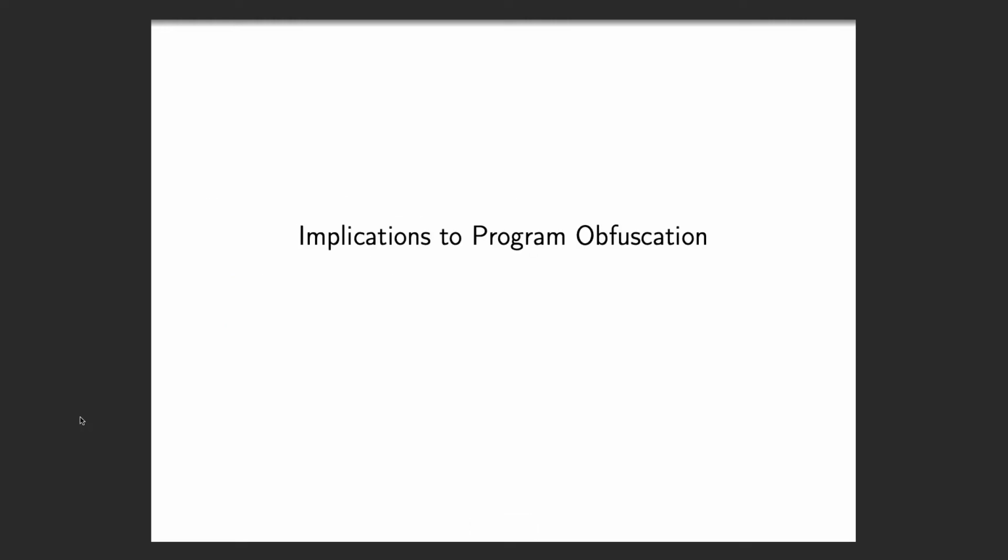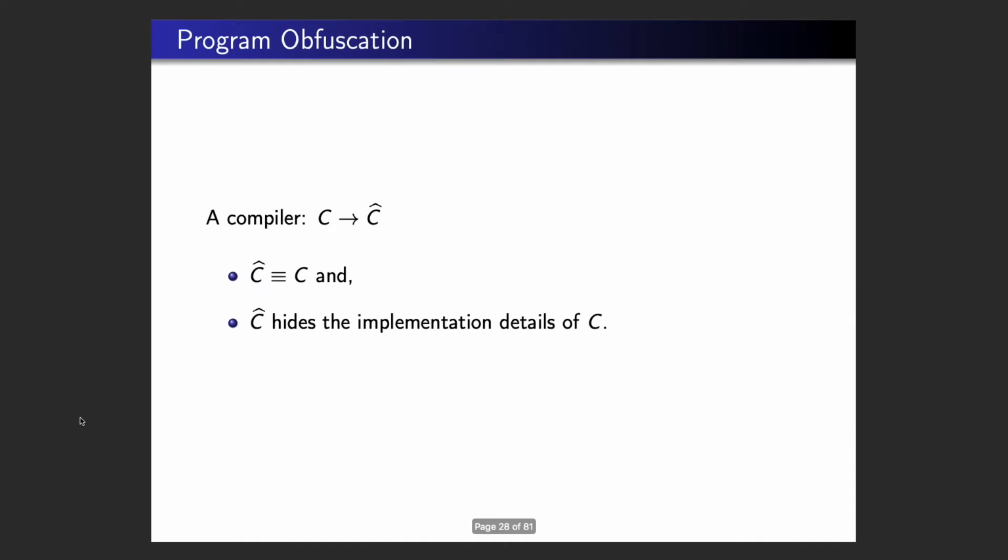So our impossibility result has implications to another very well-studied notion called program obfuscation. So what is program obfuscation? It's just like copy protection, it's also a compiler. Given a circuit, it produces another circuit that is functionally equivalent to the original circuit. But in terms of security, what obfuscation says is that if I give you this compiled circuit C, then it should hide the implementation details of the original circuit. So this might sound a little vague. I'm going to formalize what this means soon.